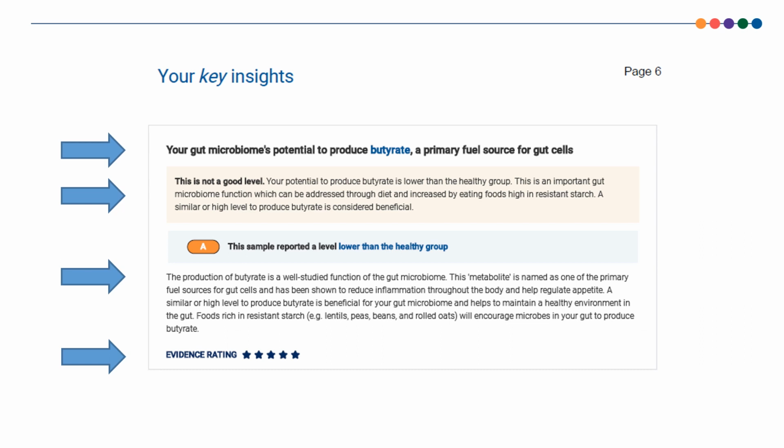In this example, we are looking at the metabolite butyrate, which is an important fuel source for intestinal cells. The potential to produce butyrate is not at a good level. There are suggestions at the bottom for foods rich in resistant starches, such as lentils, peas, beans, and rolled oats, to encourage the microbes to produce butyrate.